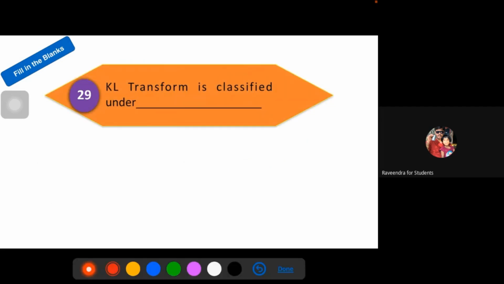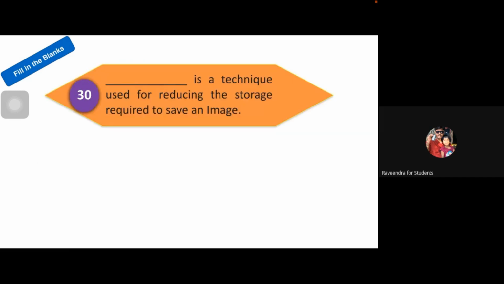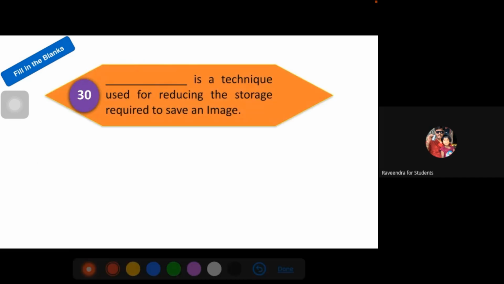Then KL transform is classified under. So what is the type of a KL transform? It is eigenvalues type, or we can also say statistical approach. You can write any one of these two words. Okay. And the last one under fill in the blanks: a dash is a technique used for reducing the storage required to save an image. Already you got the same previously. The answer is compression.